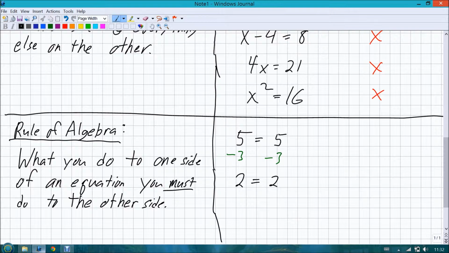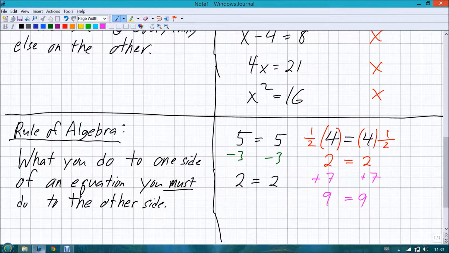Don't believe me? Well, let's try multiplication. Let's say that we have 4 is equal to 4. And then I multiply both sides by 1/2. And I know some of you are thinking, but Mr. Neal, that's really dividing by 2. Yeah, same difference. So when I multiply both sides by 1/2, I end up with 2 is equal to 2 again. Now what happens if I add 7 to both sides? Well, then I get 9 is equal to 9.